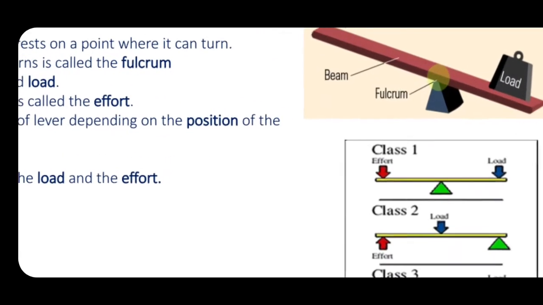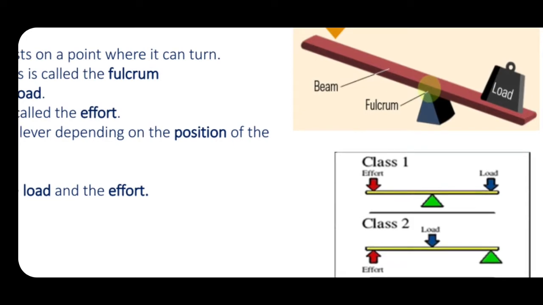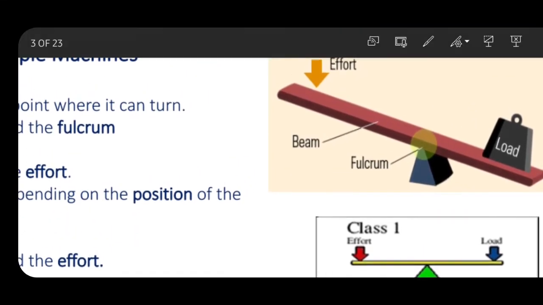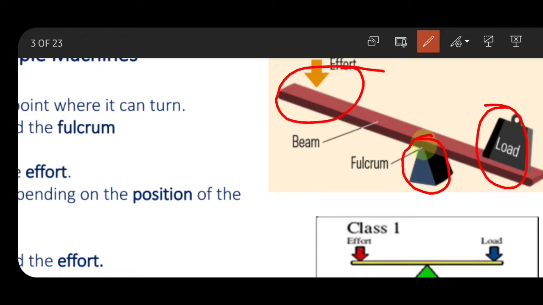Now, look at this picture. This is the same as this one. In this picture you can also observe that the supporting thing is the fulcrum, this is the load and this is the effort. Ignore this one. This is the fulcrum. With the support of the fulcrum, there is load and there is effort. So what we have learned about the first class lever is that when the fulcrum is between the load and the effort, it is called the first class lever.